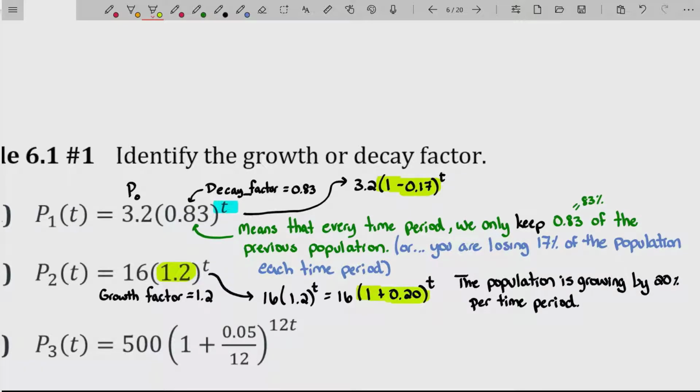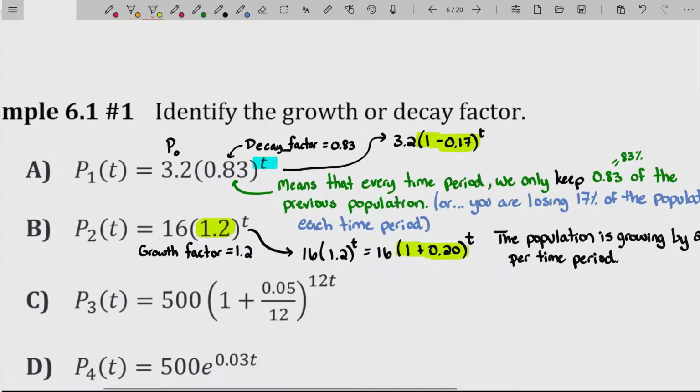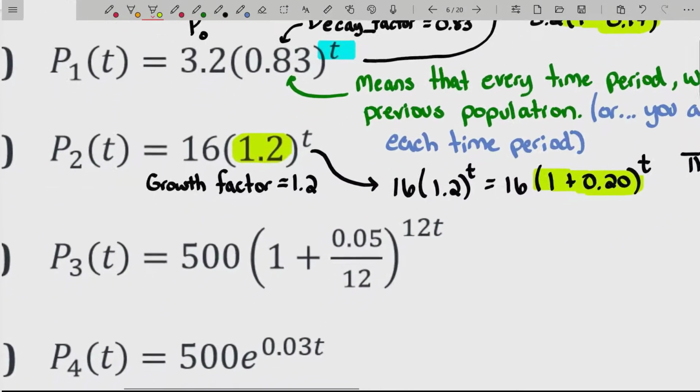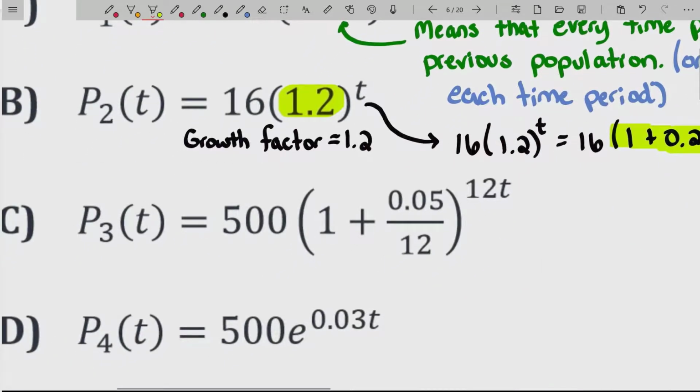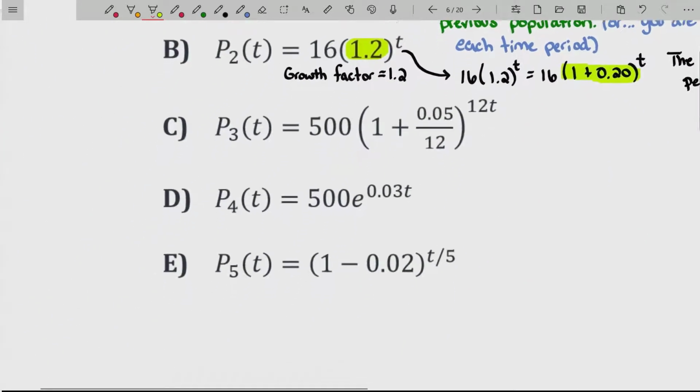Those are really nice ways to gather your information here and really make a picture or a story out of this. The next population model. Now this is going to require more handwriting, so I'm going to write it down below.